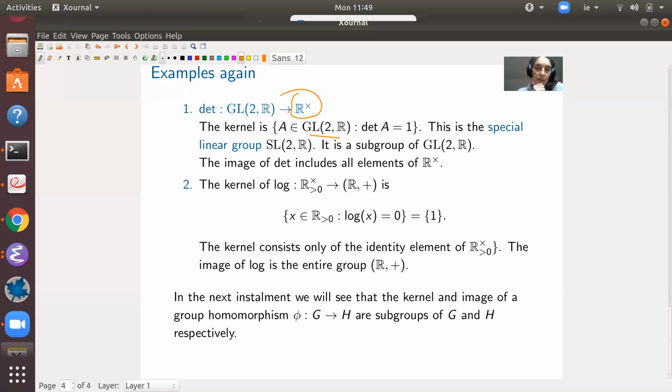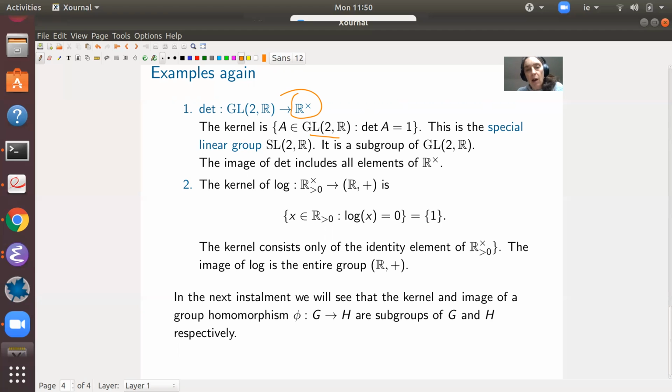And the image then of the determinant function, well, for any non-zero real number, we can write down a 2 by 2 real matrix that has that number as its determinant. Just take a diagonal one, for instance, and we can observe that the image of the determinant function is the entire set of non-zero real numbers when determinant is applied to GL, the general linear group. Okay, so that's the first example.